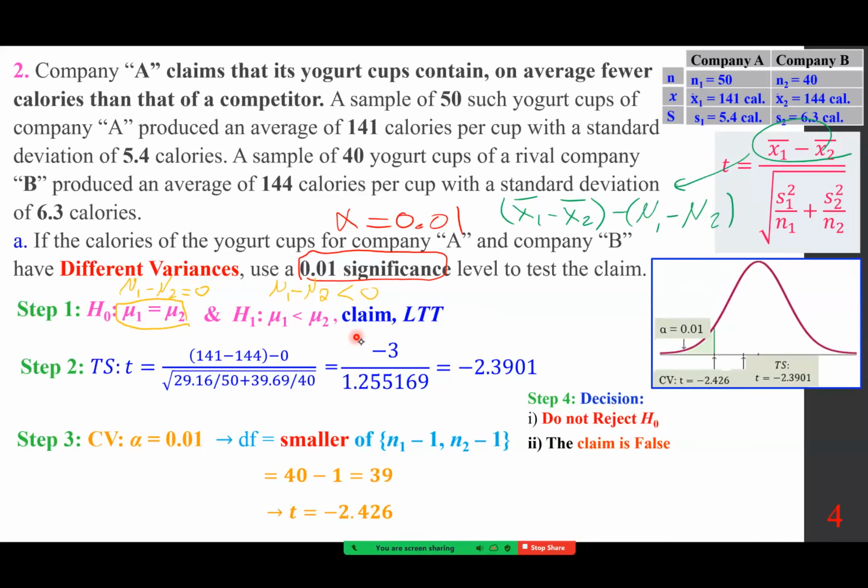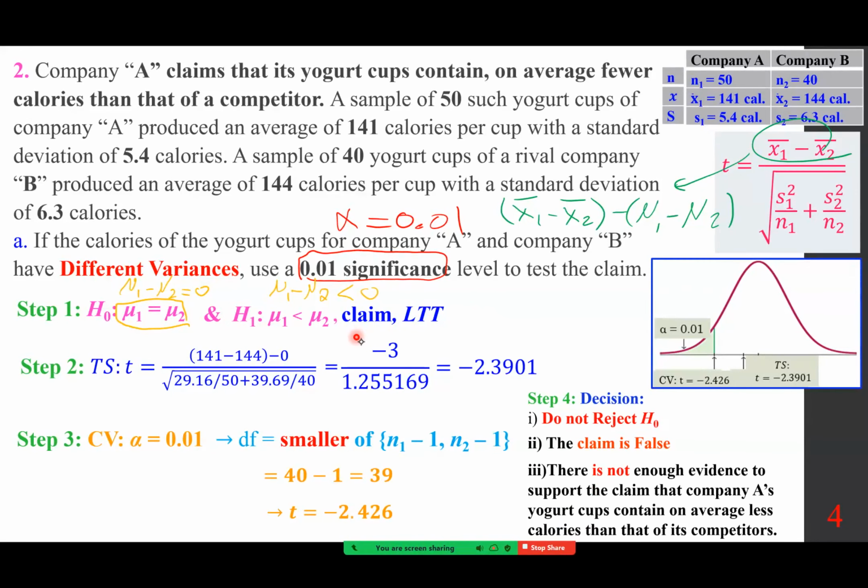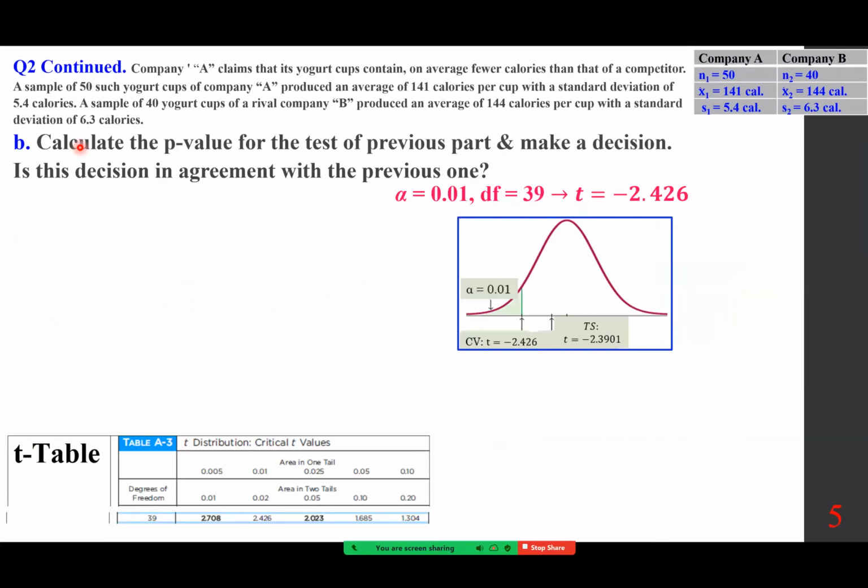And therefore, you rewrite this. There is not enough evidence to support the claim that Company A's yogurt cups contain on average fewer calories than that of its competitor. Now, of course, when we use technology, degrees of freedom is actually calculated, so things may be slightly different. But let's move on with this question and go to part B.